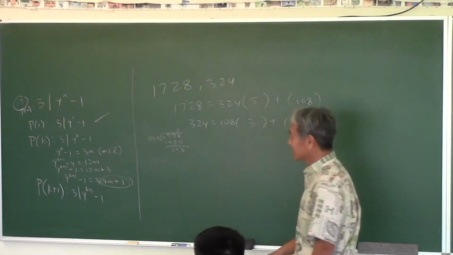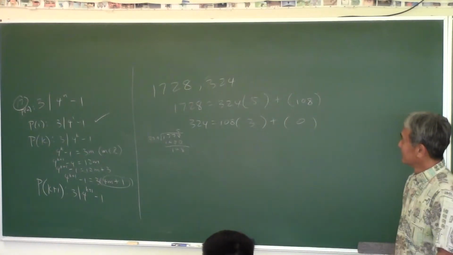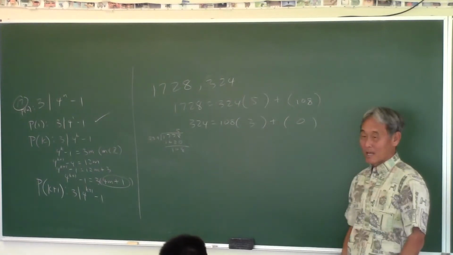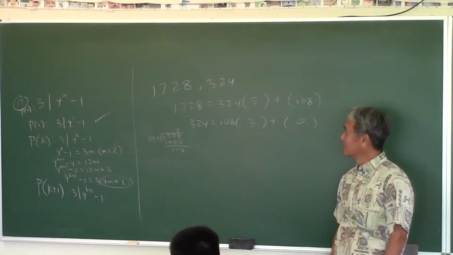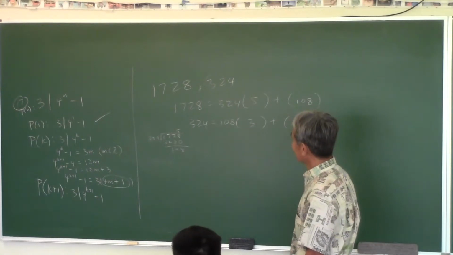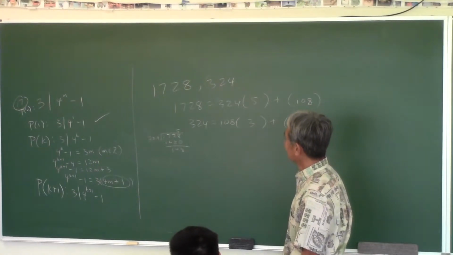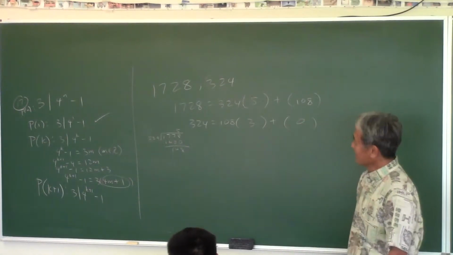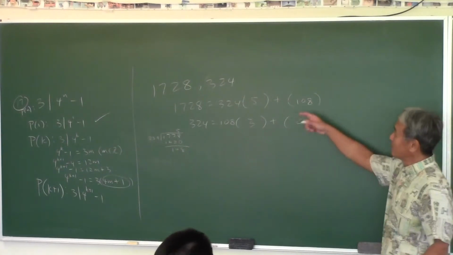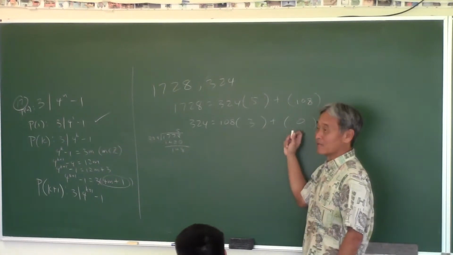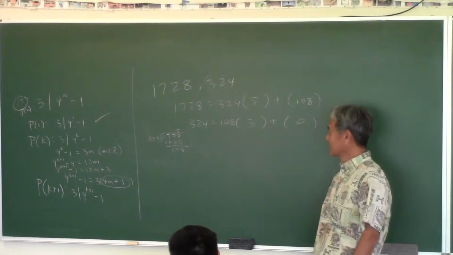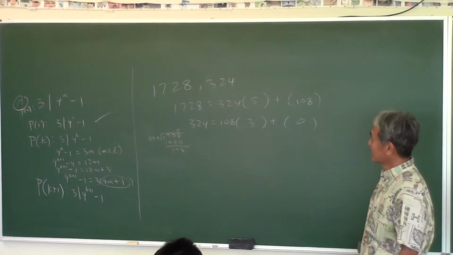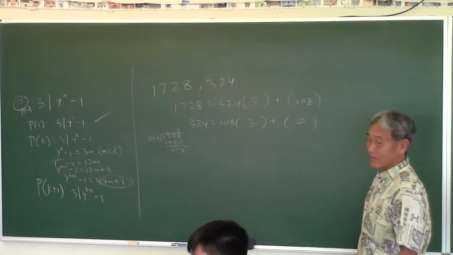Congratulations, we're done. So what's the answer? The answer is 108. And then you just keep doing this until you get a 0 remainder here. The greatest common divisor is 108.